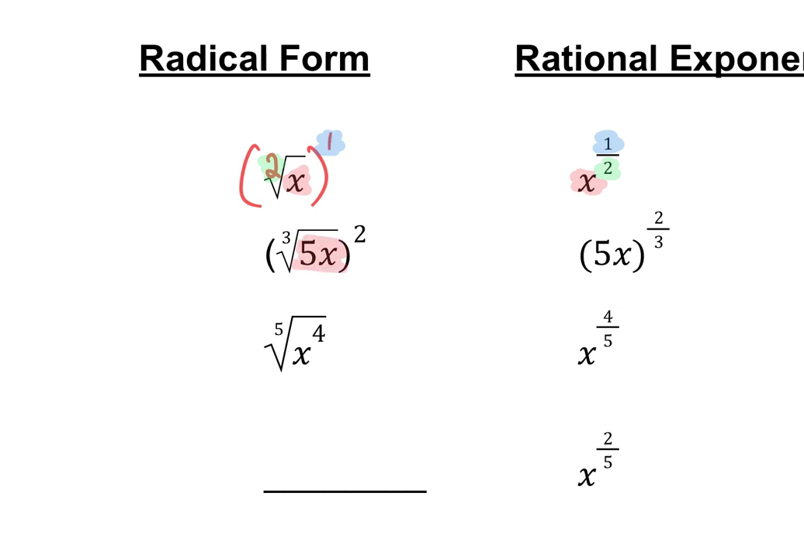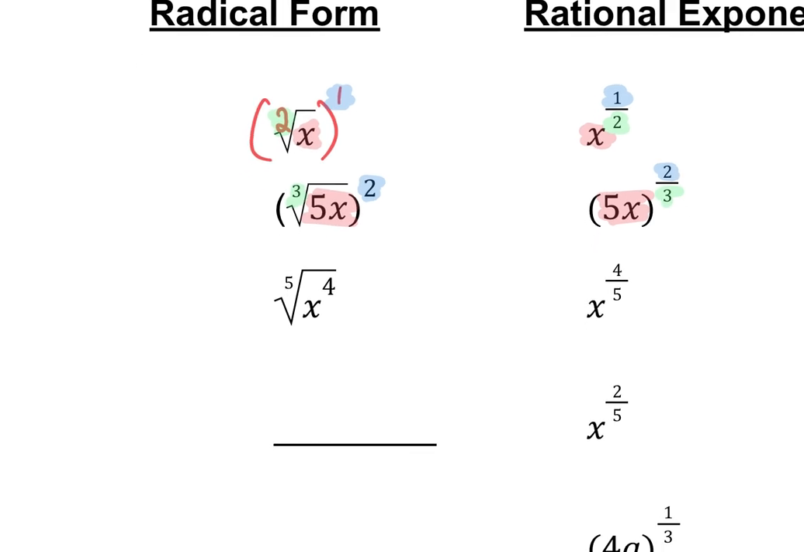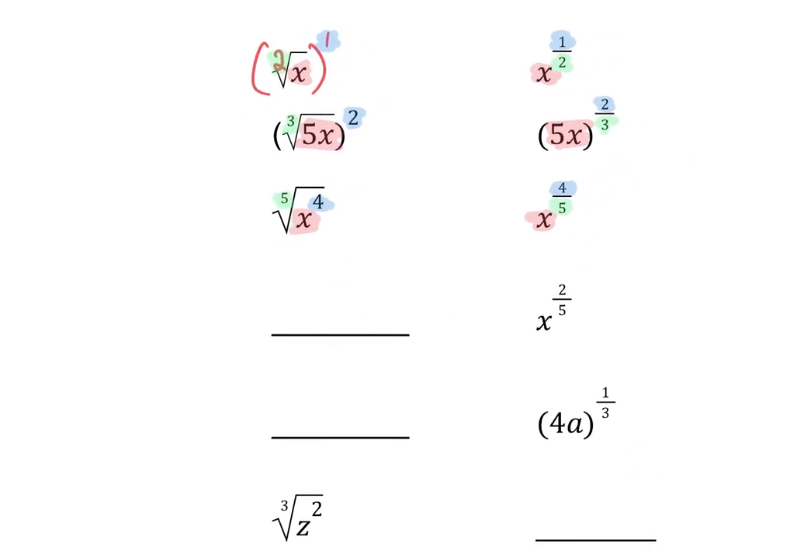Here's what's under the radical, that's our base. Then we have our power here on the top, and our root on the bottom. Okay, so again, just looking at it again, x, and then we've got our exponent on top and our root on the bottom.